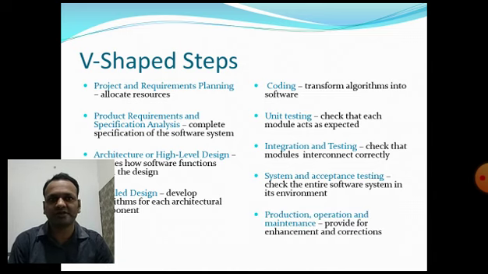After that, there will be the production and operation and maintenance phase. Here, we provide enhancements and corrections. If any error occurs after deployment at the client side, then the client will suggest it, and any kind of errors will be removed in the last phase of maintenance. Correction of some functions and removal of some functions will be considered in the last phase of the V-shaped model. These are the steps which will be used by the V-shaped model.